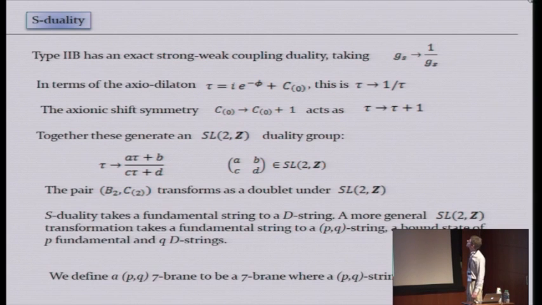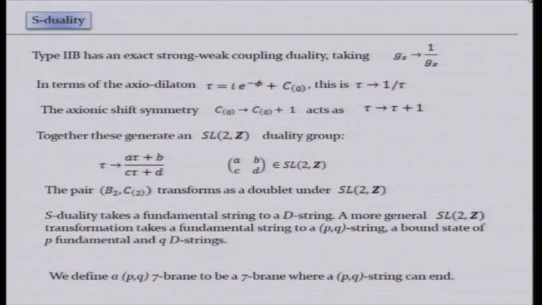Finally, what I need from type 2B is the story of S-duality. So type 2B has an exact strong-weak coupling duality, which takes the string coupling to 1 over the string coupling. It's one of the famous dualities of string theory. All the string theories have some kind of strong coupling behavior, and the 2B theory is self-dual under taking the coupling to be large.